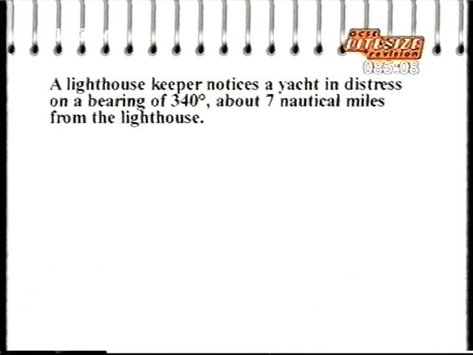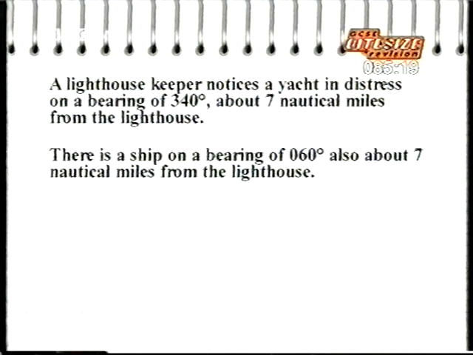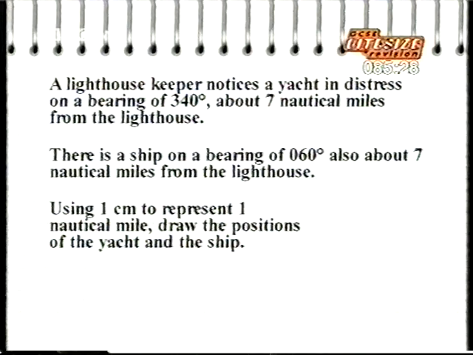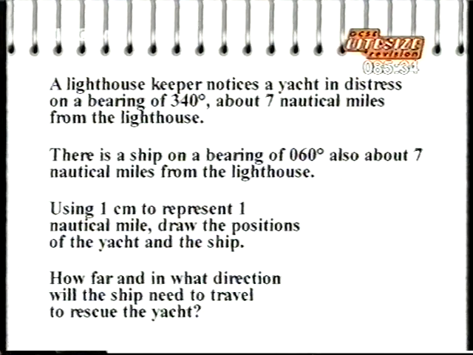A lighthouse keeper notices a yacht in distress out at sea on a bearing of 340 degrees, about 7 nautical miles from the lighthouse. Fortunately, there's a rescue ship on a bearing of 60 degrees, also about 7 nautical miles from the lighthouse. Using 1 centimetre to represent 1 nautical mile, draw the positions of the yacht and the ship, and work out how far and in what direction the ship will need to travel to rescue the yacht.